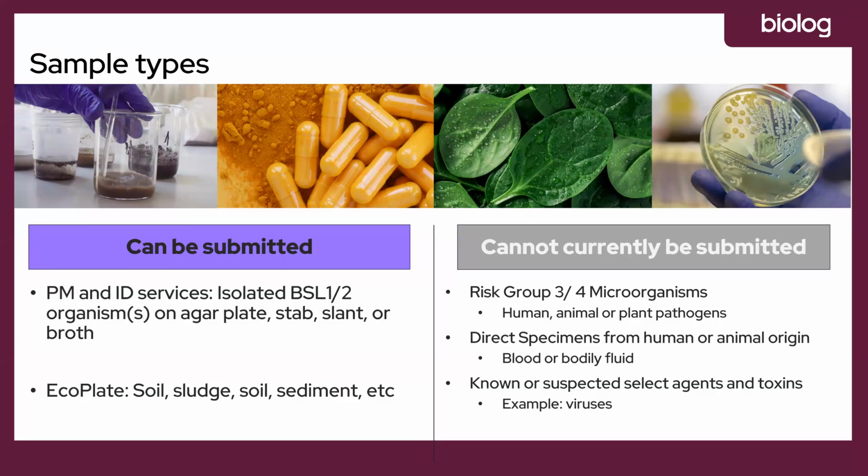In terms of samples, we can work with a variety of samples depending on your needs and workflow. For PM and ID services, we can use any BSL 1 or 2 organism, and this is usually provided in some type of agar or broth culture. And for community level analysis using our Eco plates, we can analyze almost any type of sample: soil, sludge, water, sediment, etc. All of this can be determined and further discussed during your pre-project consultation.